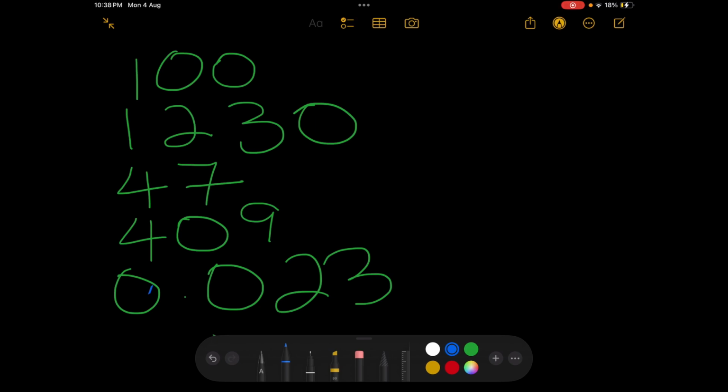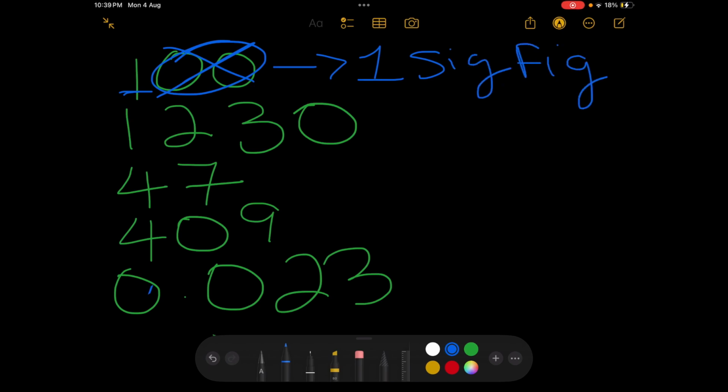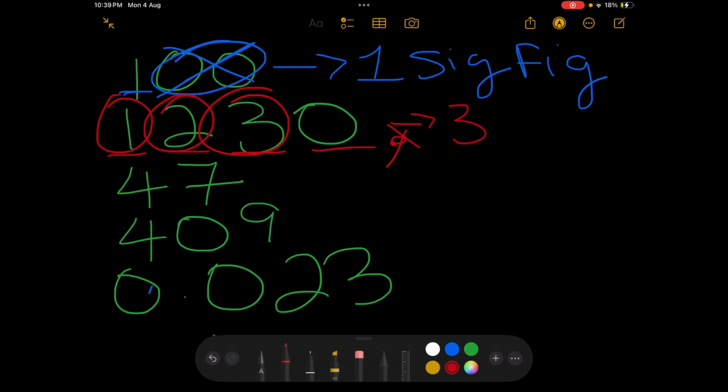So, because there is no decimal point in this first one, all of the zeros are insignificant. So we can get rid of them, leaving the 1, meaning we have 1 sig fig. Okay, the next one. We have 1, 2, 3, and a 0. So again, because there is no decimal, we have 3 significant figures because the 0 is not significant unless there is a decimal point somewhere in the number.